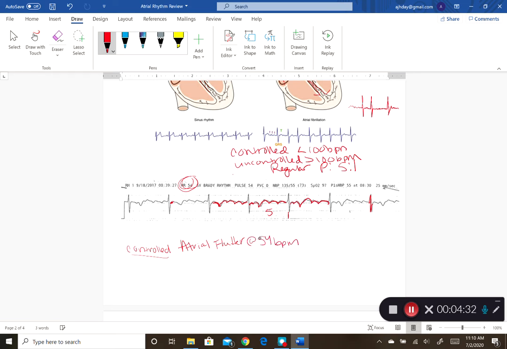The extra thing that I need to add with this rhythm is my conduction ratio. We should put a conduction ratio if the conduction ratio is not 1 to 1. So anytime our conduction ratio is not 1 P wave to 1 QRS, we should put a conduction ratio. So this is going to be atrial flutter with a conduction ratio of 5 to 1. So controlled A flutter at 54 beats per minute with a 5 to 1 conduction ratio.